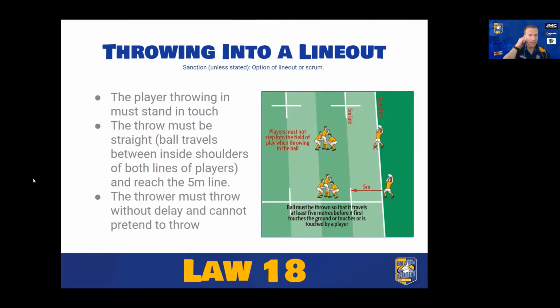The thrower can't delay the throw, nor can they pretend to throw the ball, also known as balking. Those ones, though, are free kicks. So if either of those happen, it's a free kick. Position for the scrums and the free kicks, always out on the 15-metre line from a line out.